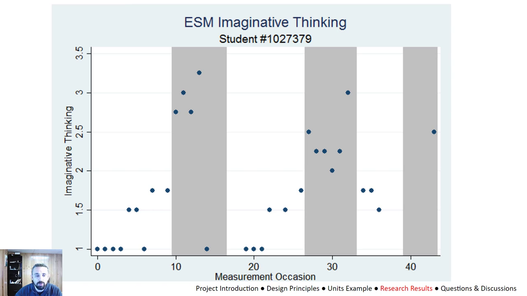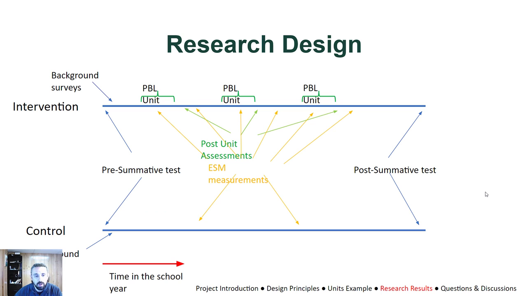So we measured the student when they were doing our units, but also when they were doing their teacher's regular units. As you can see here, there's a fluctuation between the reported imaginative thinking for the student in and out of prior units, which also provides more evidence that this system of support actually helps with students' engagement. And again, those are the ESM measurements that were done both for the intervention and the control.